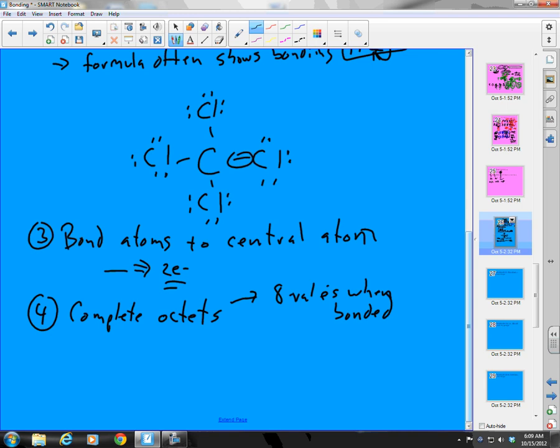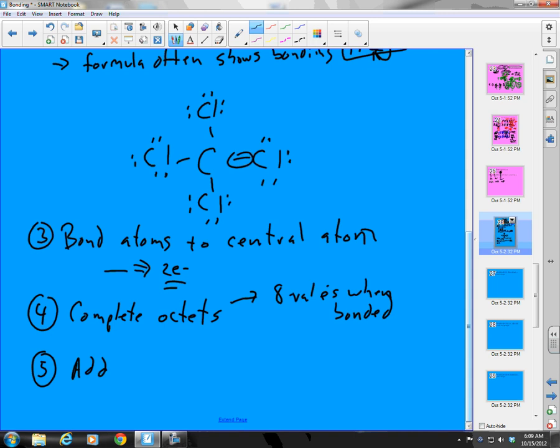How many are on my carbon? 2. Oops, can't put a dot there. That line is 2, this line is 2, this line is 2, and that line is 2. So my carbon has 8. So my chlorines and all my carbons have 8. Good.